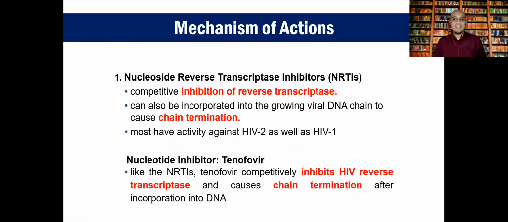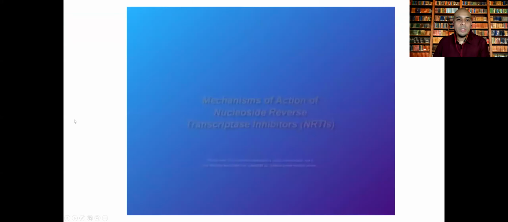Now, let us look at the mechanism of action of each of these groups of drugs. The first group is the NRTI. What they do is, they will act as competitive inhibitors of reverse transcriptase. It will compete with the host nucleoside base in the growing viral DNA chain to cause chain termination. Before we go further, let us watch this video.